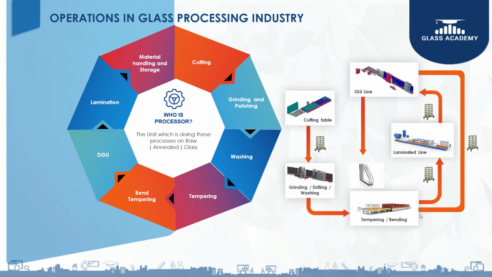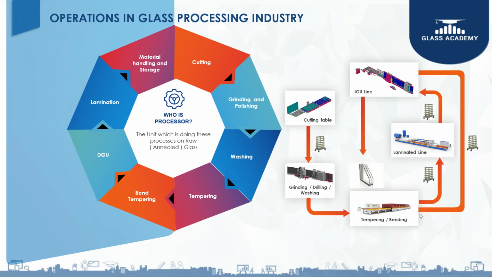In the tempering process we also have bendable types of glass, which we can bend. That is one of the processes. And next to it we'll have the DGU glass. DGU is a double glazed unit. After the double glazed unit, you will have the lamination process. So finally, we'll see the lamination process.